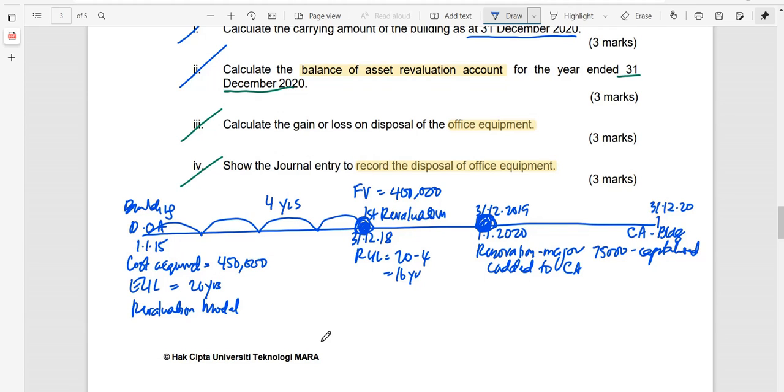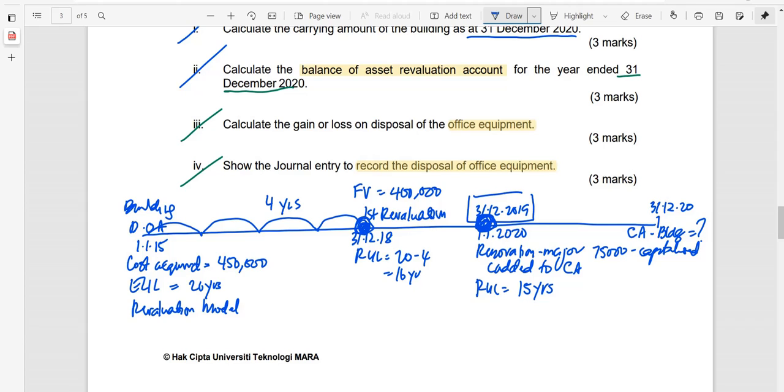And for your information, on 31st of December 2019 here, the remaining useful life has gone down to 15 years because that was after a year, right? So we are asked to calculate the building carrying amount here. So this is what we are asked to do in number 1. So let's look at what we need to do.